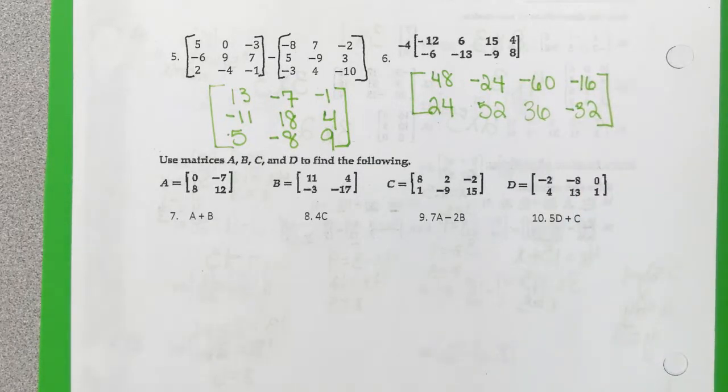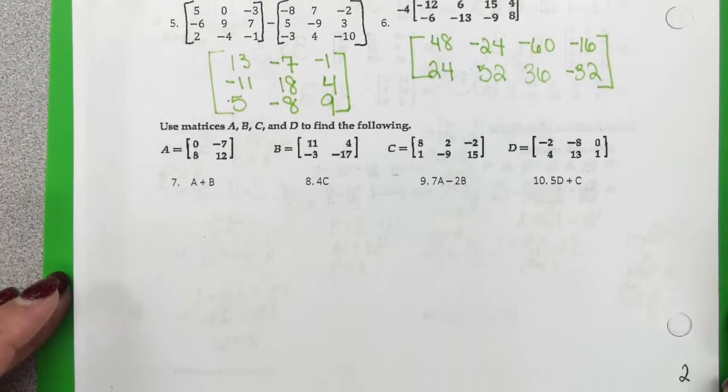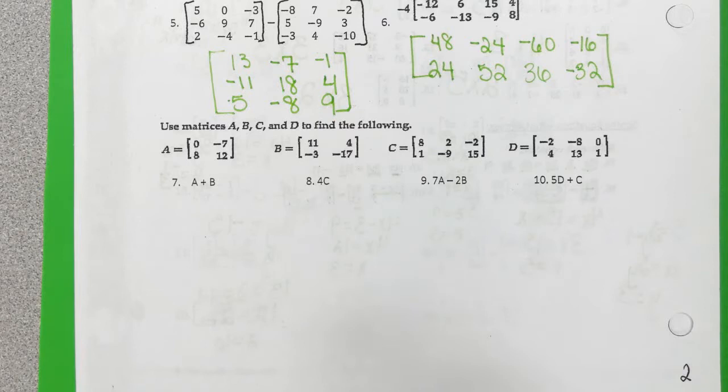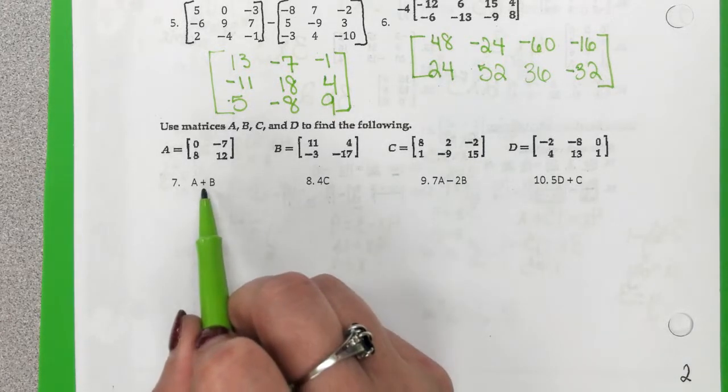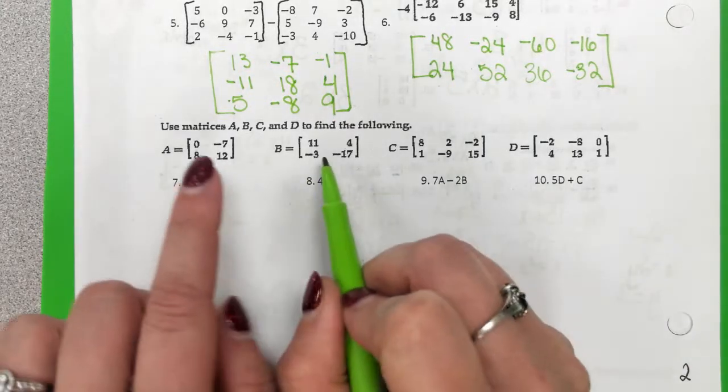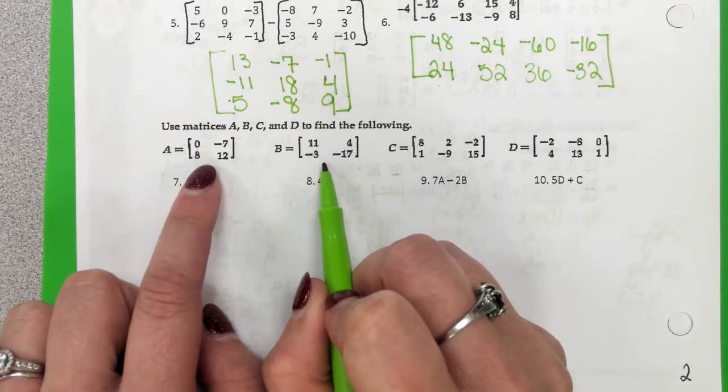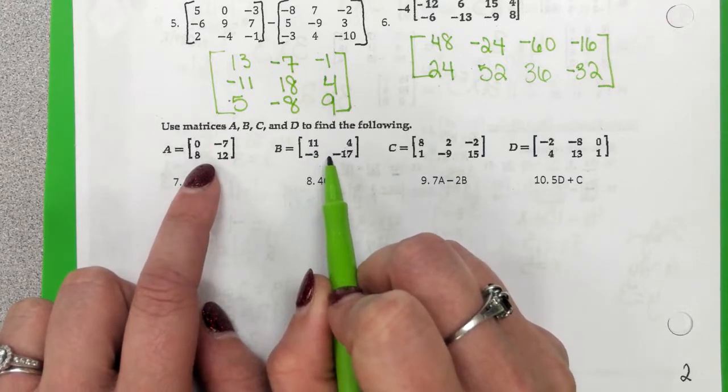All right. All you are going to do on 7, 8, 9, and 10 is what? Do what it says to do. What does it say to do? Add A and B. Here we go. Are they the same? They are the same size.